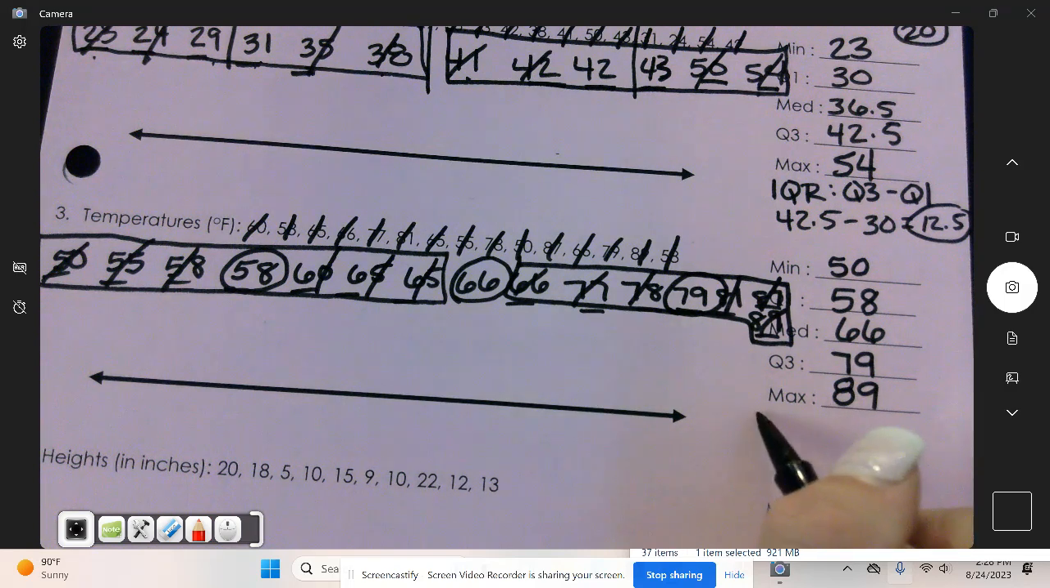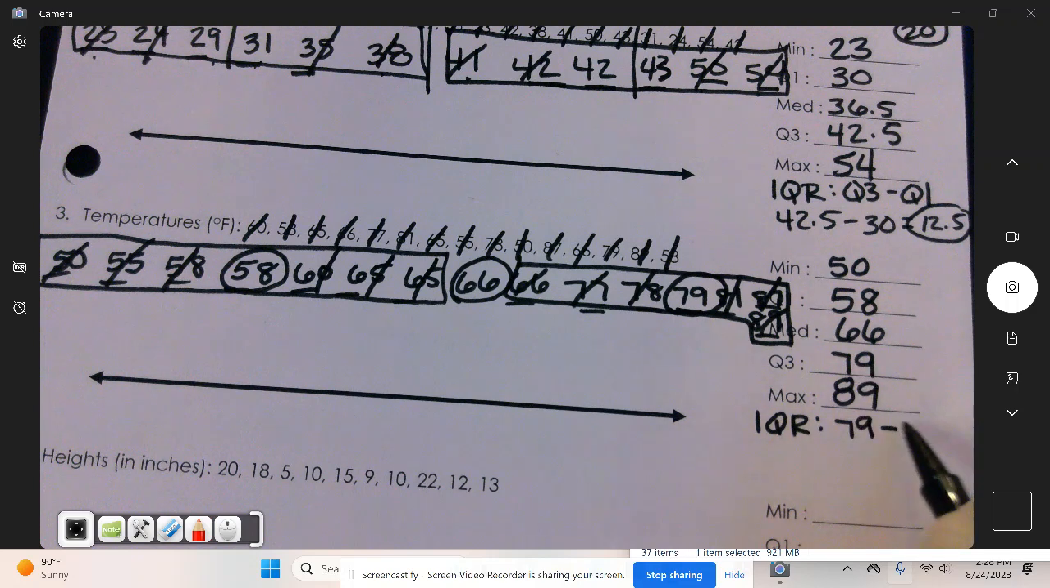So if I wanted to find our IQR, you take 79. It would be 79 minus 58, which would equal 21. Okay? All right. Now you're going to end up practicing. You're going to practice on JJ7. Okay?